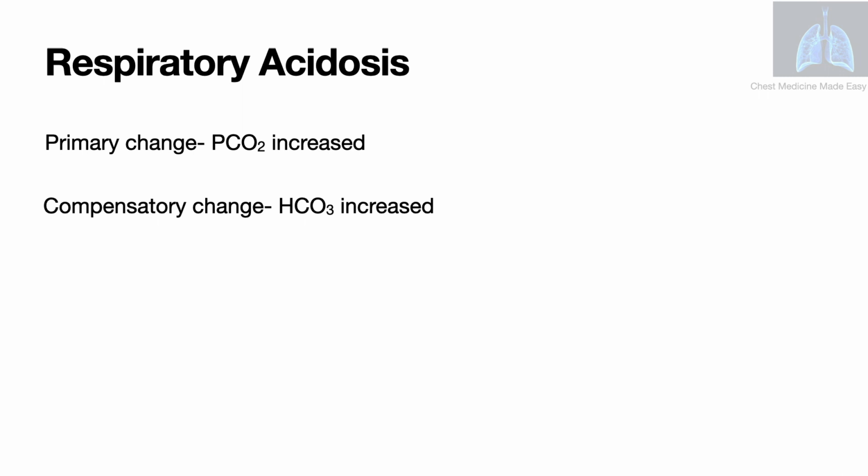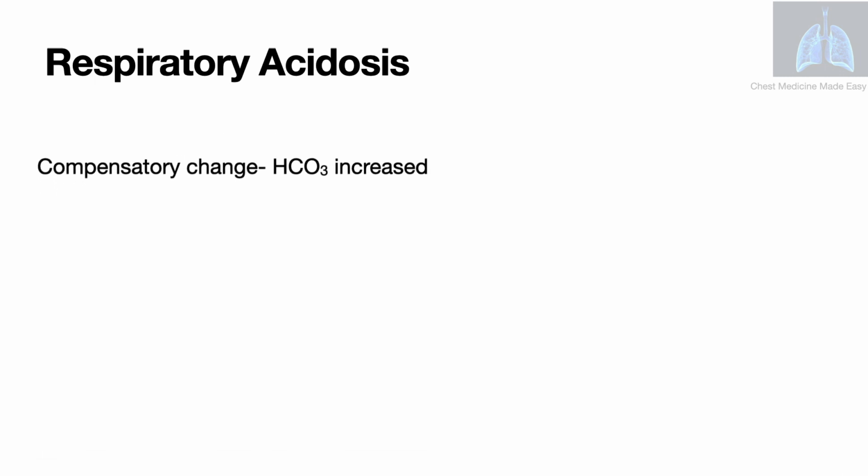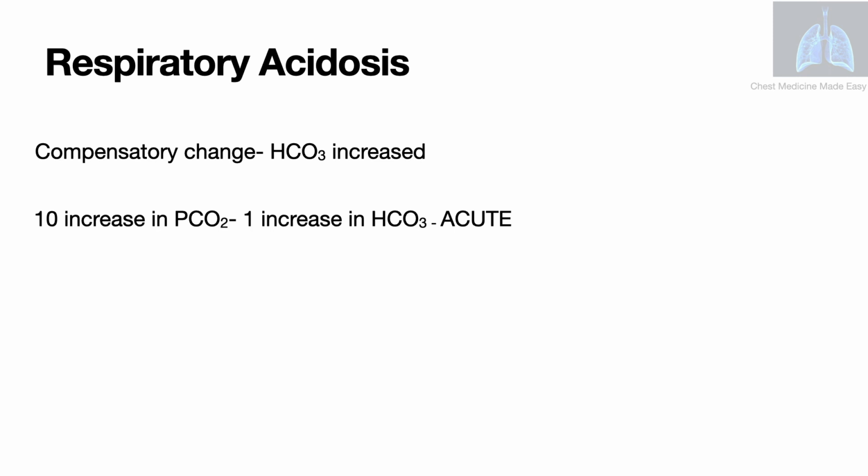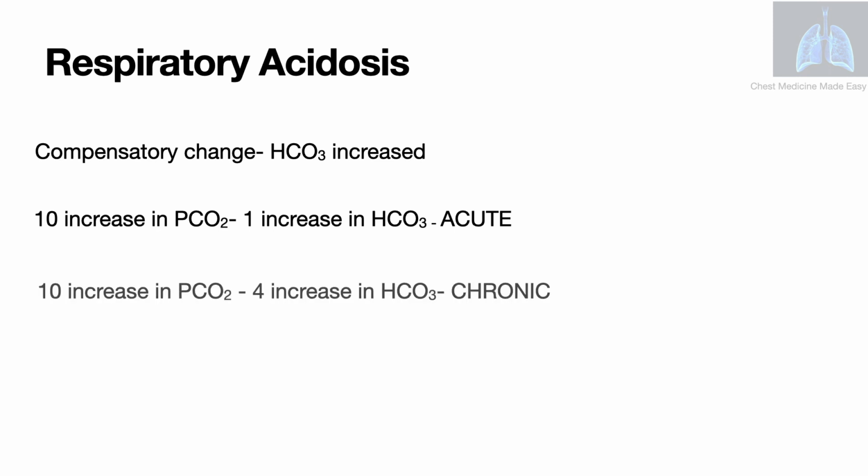In respiratory acidosis, the primary change is increased PCO2. The compensatory change is an increase in bicarbonate level. For every 10 increase in PCO2, there is a 1 increase in bicarbonate in the acute setting and a 4 increase in bicarbonate in the chronic setting. Remember, these are approximate values, but these are sufficient for a clinical scenario.